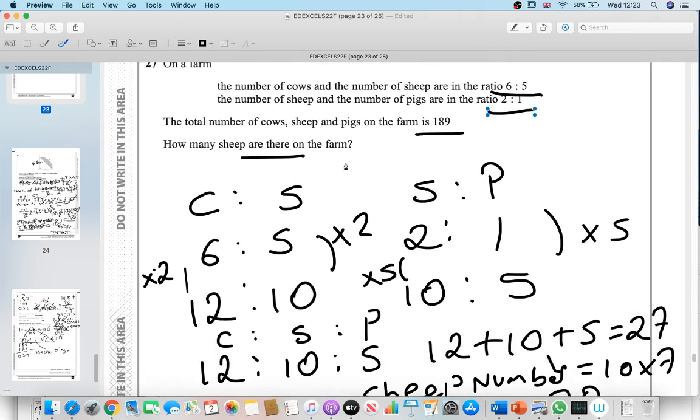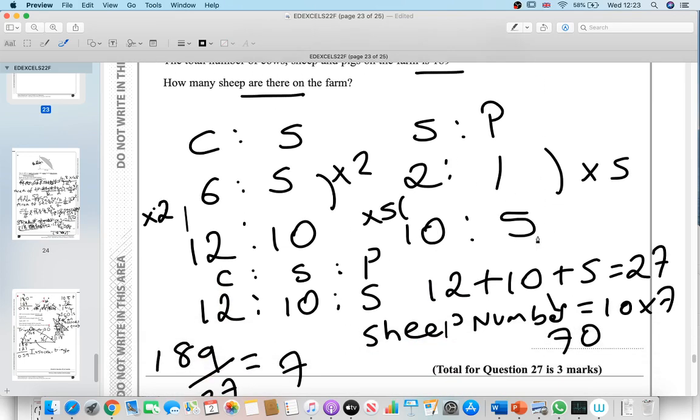So I've got 6 to 5 here for cows and sheep, and sheep to pigs is 2 to 1. What I've done here, guys, is multiply these numbers by 2, so I got 10 and 10. Now it's in the ratio of cows to sheep to pigs, so it's 12 to 10 to 5.